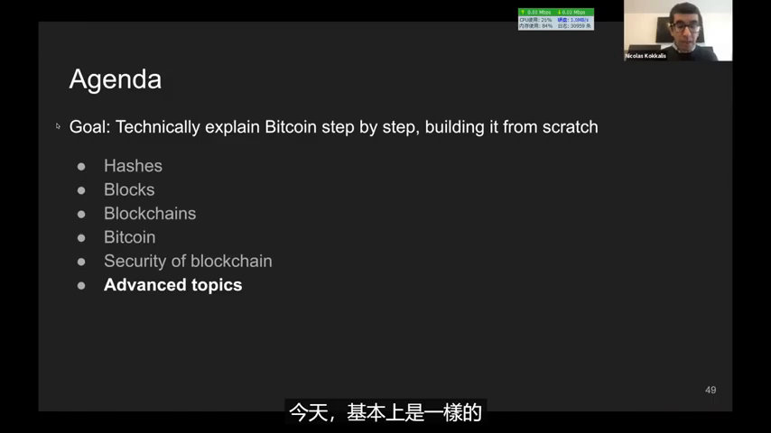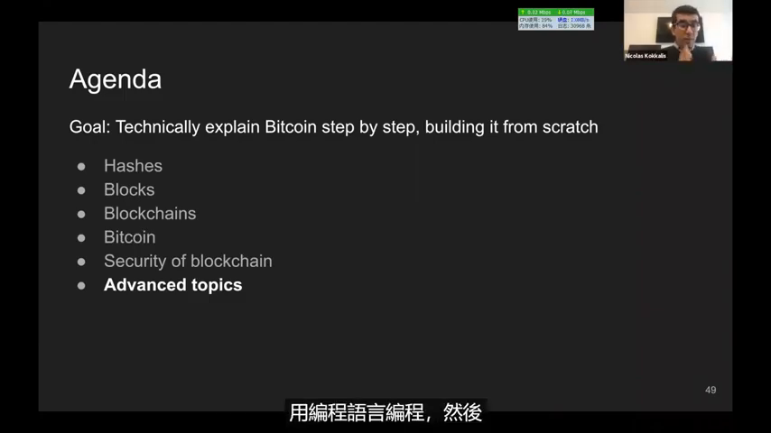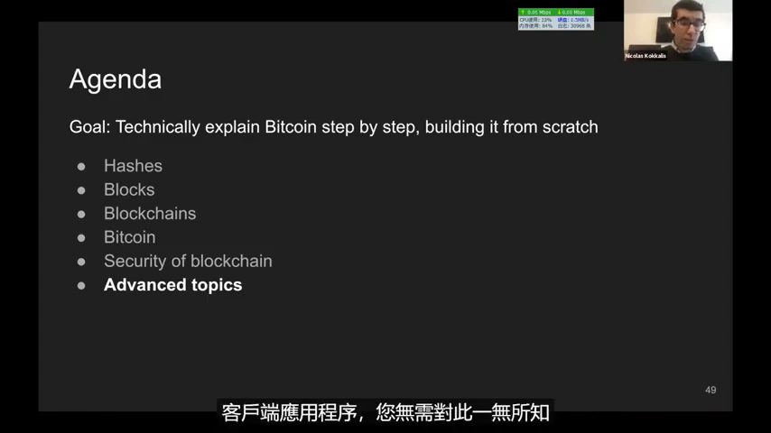It was essentially abstracting away all the complexities of maintaining the fault-tolerant system underneath, making it easy for people to write a program that's running on top of a fault-tolerant distributed system without knowing all the specifics. In the same way with smart contracts on Ethereum, you don't need to know how Ethereum works or how hashes work or anything. You just need to write a program in a programming language and then upload it to the blockchain. And then after that, use it as if it was a server-client application, and you don't need to know anything about that. So that was my first research interest.